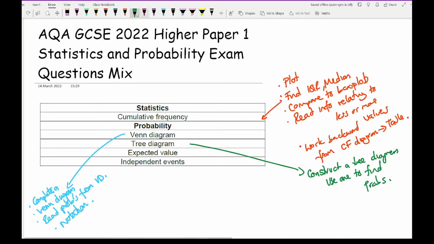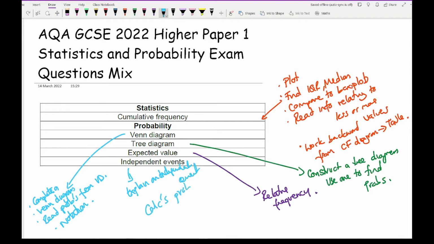And then expected values. Now this is related to relative frequency, and that's basically what that is. And independent events are events where one event is not impacted by another, so be able to explain an independent event. You also want to be able to calculate probabilities and use sample space diagrams, etc.